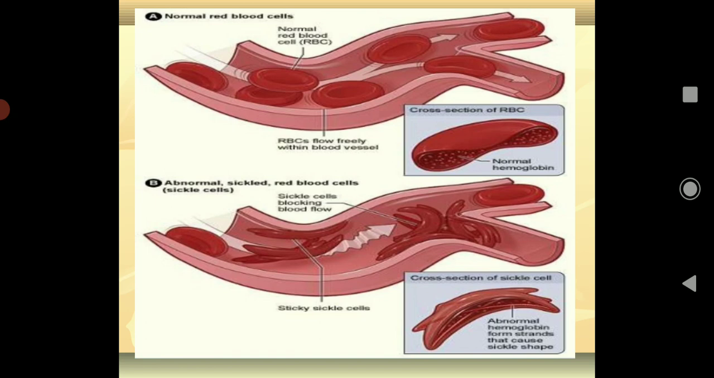The diagram shows the normal red blood cells and the abnormal or sickle cell red blood cells. In the normal condition, the RBCs flow freely within the blood vessels. But as shown in the diagram, the sickle cell RBCs block the blood flow.